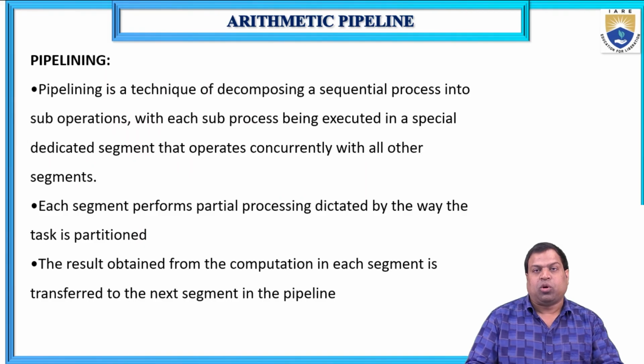So, what are the arithmetic operations? We are also doing the arithmetic operations in a pipeline process. Before going to arithmetic pipeline, we have to go for pipelining. Pipelining is a technique of decomposing a sequential process into sub-operations, with each sub-process being executed in a special dedicated segment that operates concurrently with all other segments. Each segment performs partial processing dictated by the way the task is partitioned. The result obtained from the computation in each segment is transferred to the next segment in the pipeline.